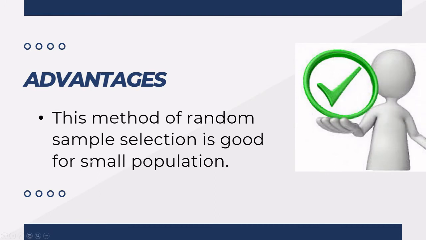Advantages. The method of random sample selection is good for small sample. This method is good for small sample because in goldfish bowl procedure you assign your numbers. So if your population is small, you can easily assign number cards to your population units. So it is easy for small population.